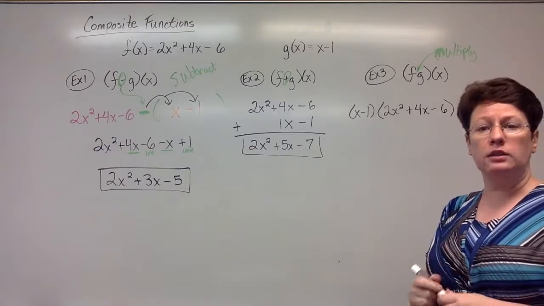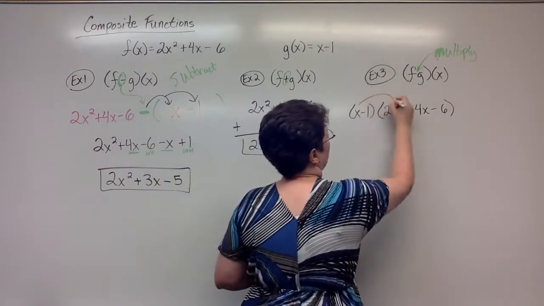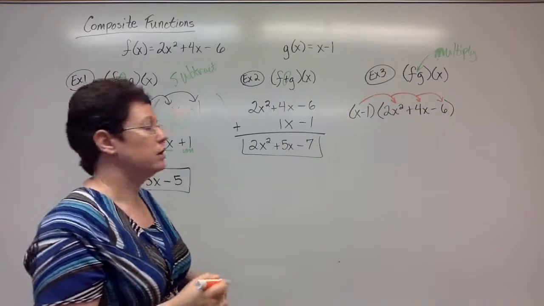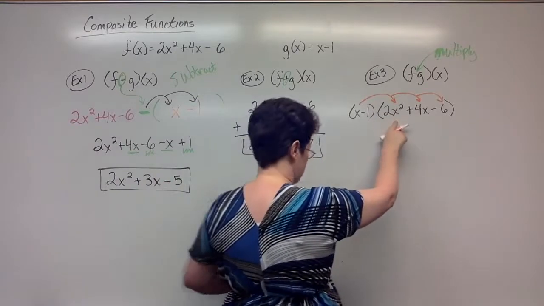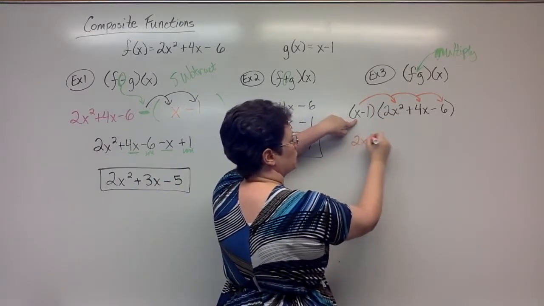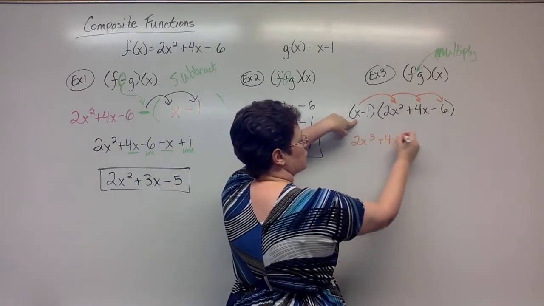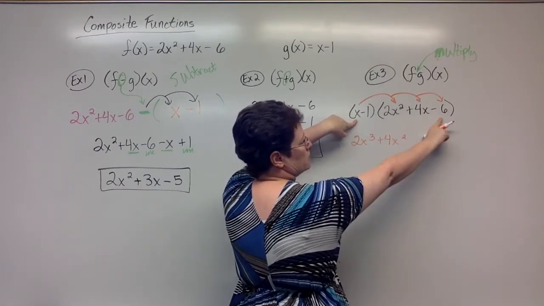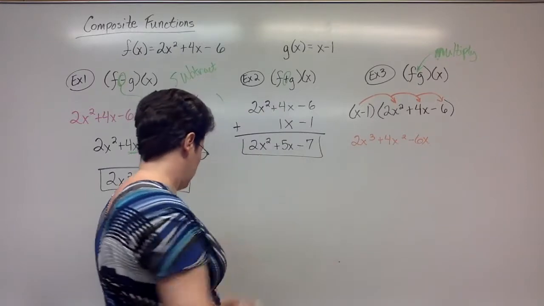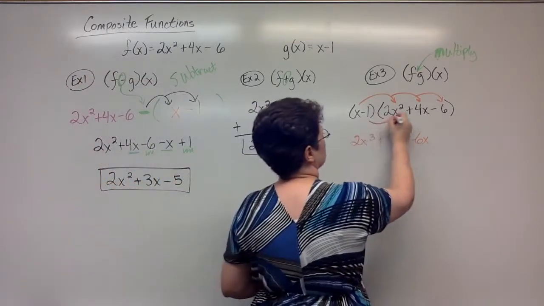Okay, so I've got to distribute that x. First term, distribute. All 3 terms. Everything in that trinomial. Okay, so x times 2x squared, what do we get? We get 2x cubed. x times 4x plus 4x squared. And then x times negative 6 minus 6x. Okay, so we got that one done. Now for the negative 1. Distribute the negative 1.